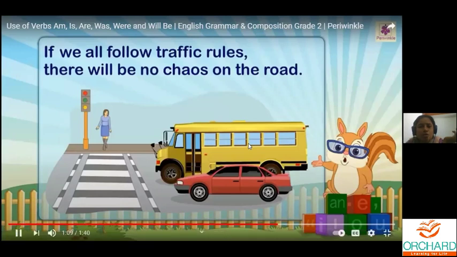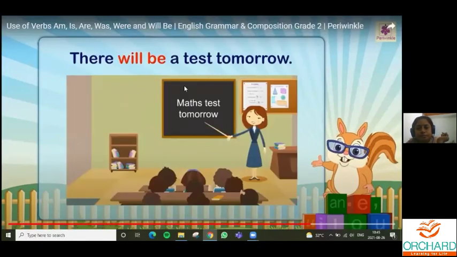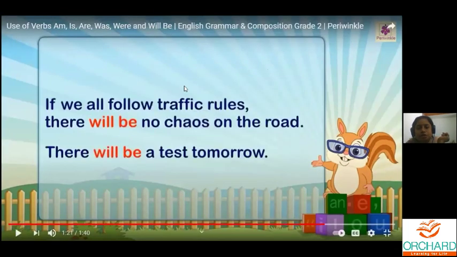If we follow traffic rules, there will be no chaos on the road. There will be a test tomorrow.